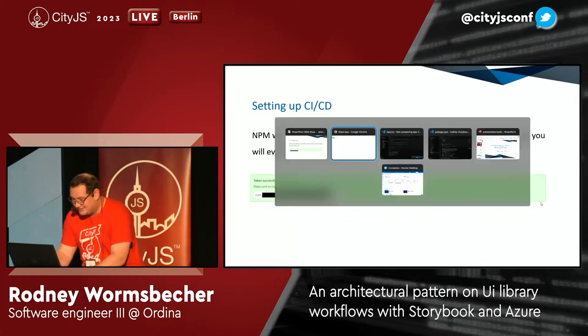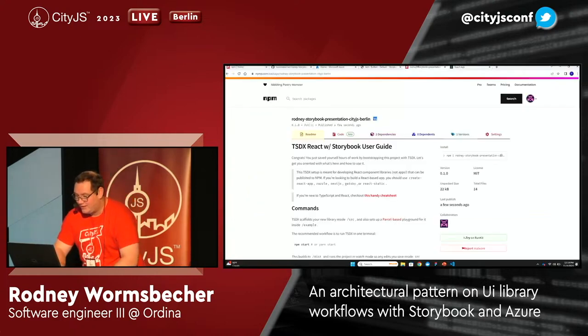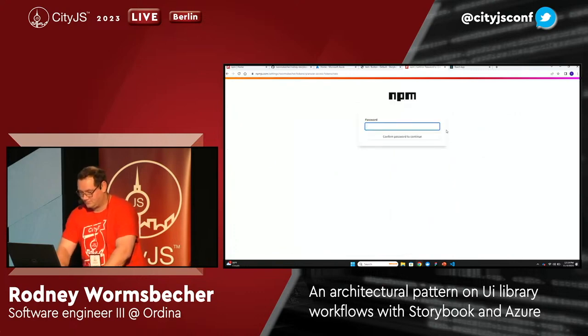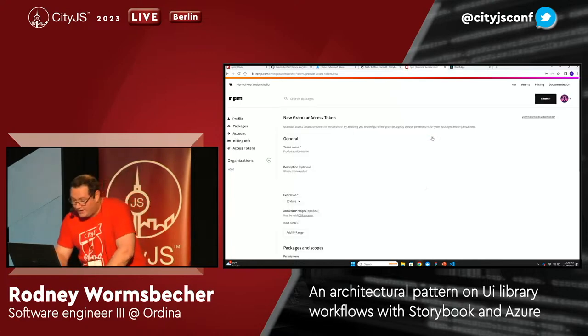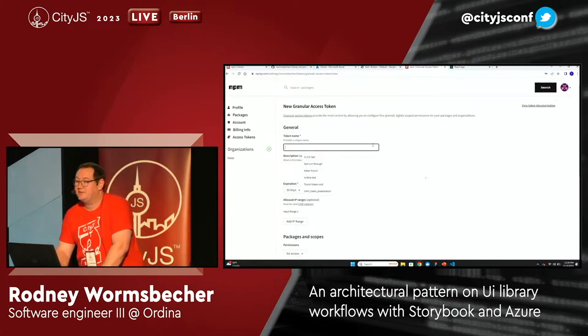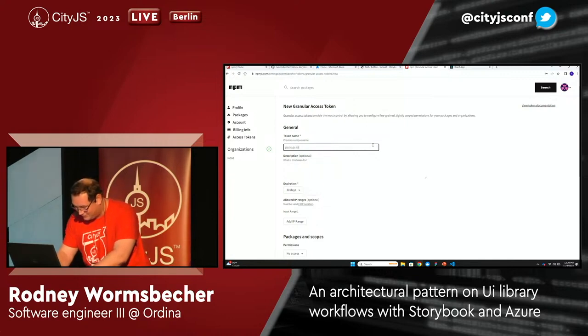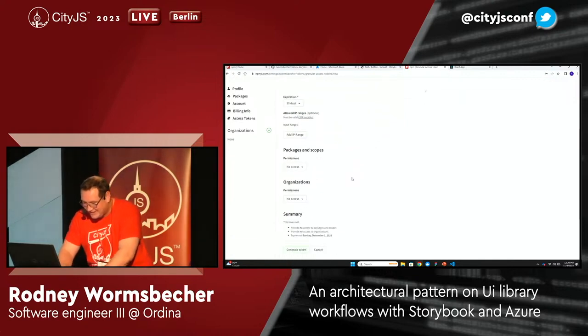So let's get this set up. We go into npm. We say we want an access token. We create a new granular token. We need to fill in a password. OK. And then we can give it a name. So what name should we give it? Sorry? Package. OK, a package token then. Otherwise, it's going to be hard to remember what it is.